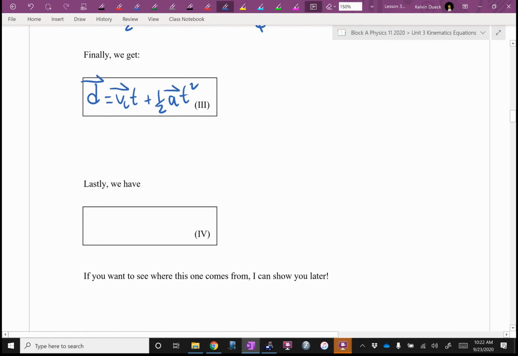The last equation I'm not going to derive because it takes a while. It's this one. VF squared equals VI squared plus 2AD. If you want to see where this one comes from, I can show you later. These are the big 4 equations, second row on your green sheet, and this is what you're going to be using time and time and time again. Normally, I would say for the next month and a half on the linear system, for at least the next week on whatever this system is.